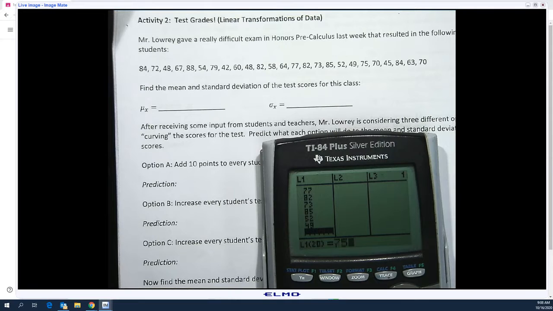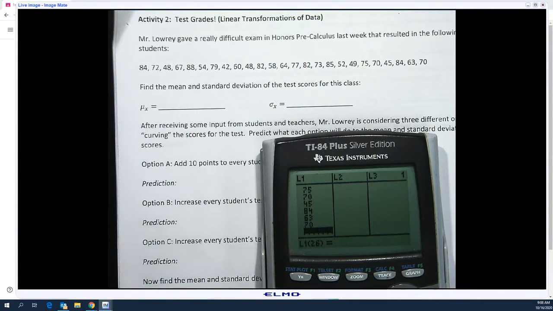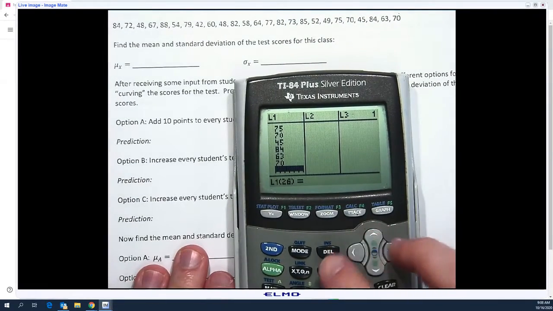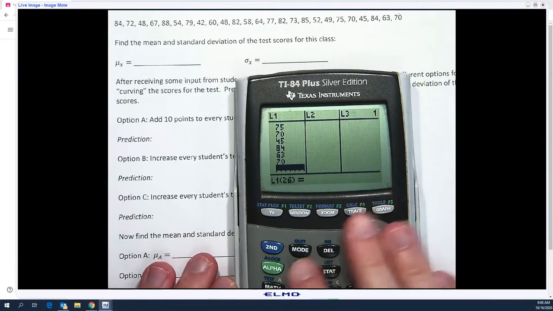It's a lot of grades. Okay, so I got it all typed in, and then we're just going to go to one var stat, but I'll wait a second just to make sure you get there.